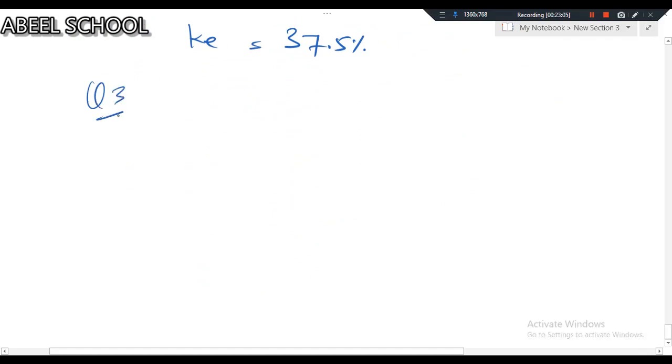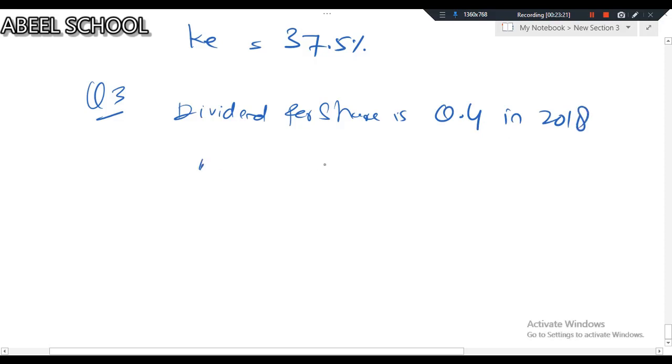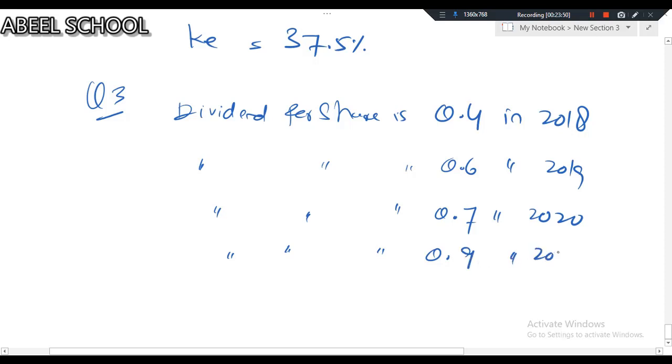Question 3. Dividend per share is 0.4 in 2018. Dividend per share is 0.6 in 2019. Then we have 0.7. Then we have 0.9.